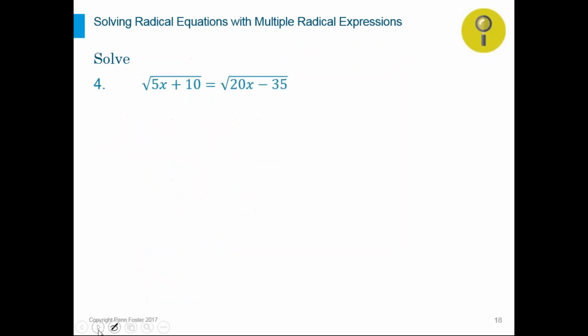Let's look at the question that has 2 separate radical expressions. You cannot combine them, but you don't have anything else in the equation. No addition, no subtractions, no numbers, nothing. Just 2 big radical expressions. What should we do? Square both sides. If you square both sides, you will get directly rid of the square root signs.